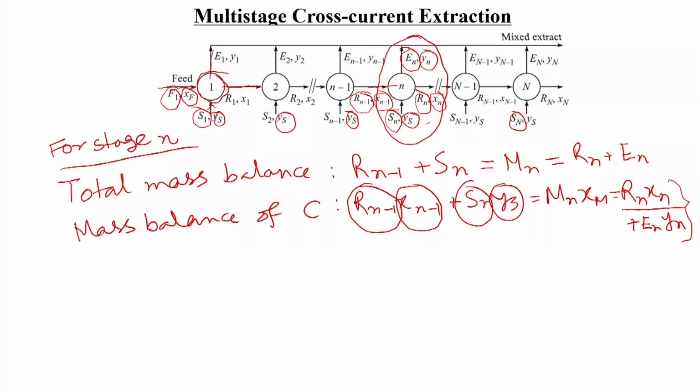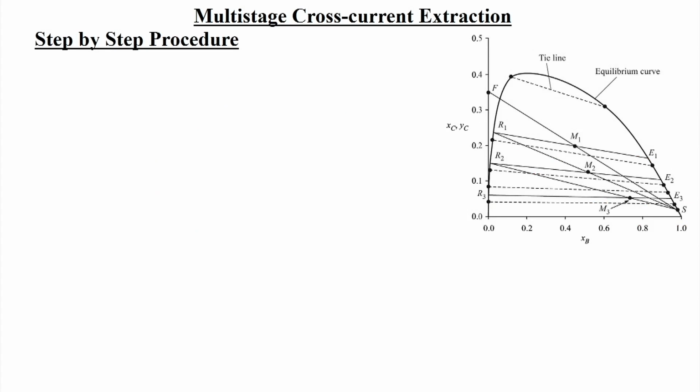And say through this point Mn, in the ternary diagram, whenever we get Xm from the mass balance and component balance, that is the solute concentration in the mixture, which is fictitious. Then from there, if we draw a tie line to the raffinate arm and extract arm, we will get Xn and Yn.